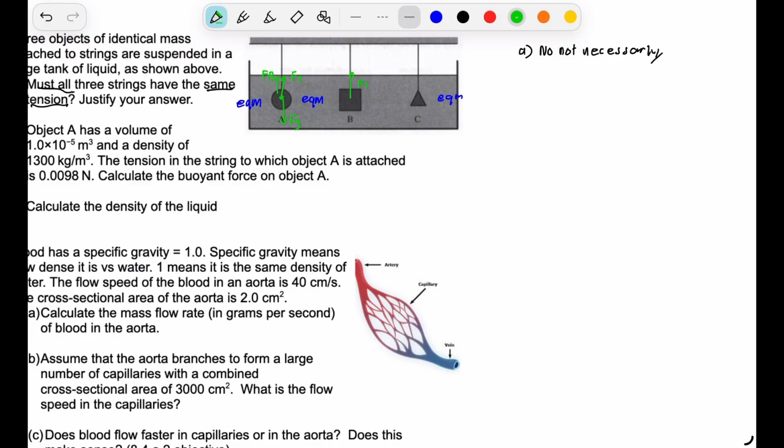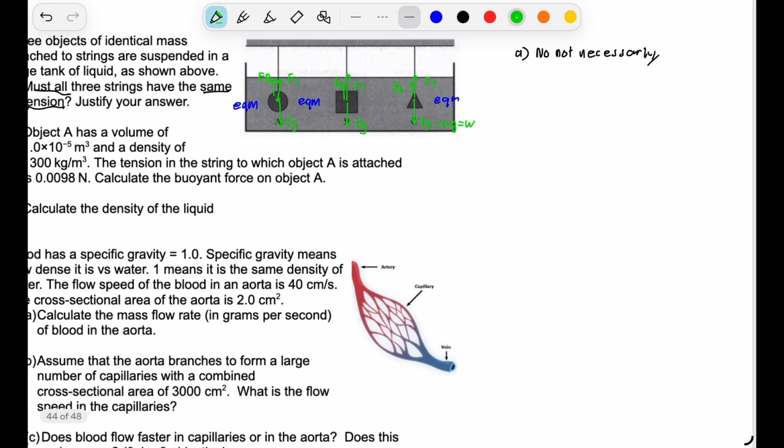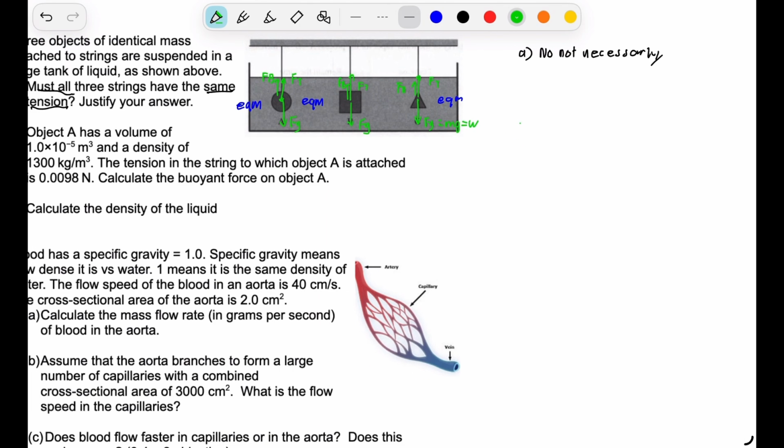Here, same thing as well, and same for object C, with the FG, which is the weight. So we know that those balance out for each object. We can write Newton's equation: the summation of forces is equal to the mass times acceleration. So we have an upward force of tension and an upward force of buoyancy, and that's going to equal mg. That's equal to the weight.